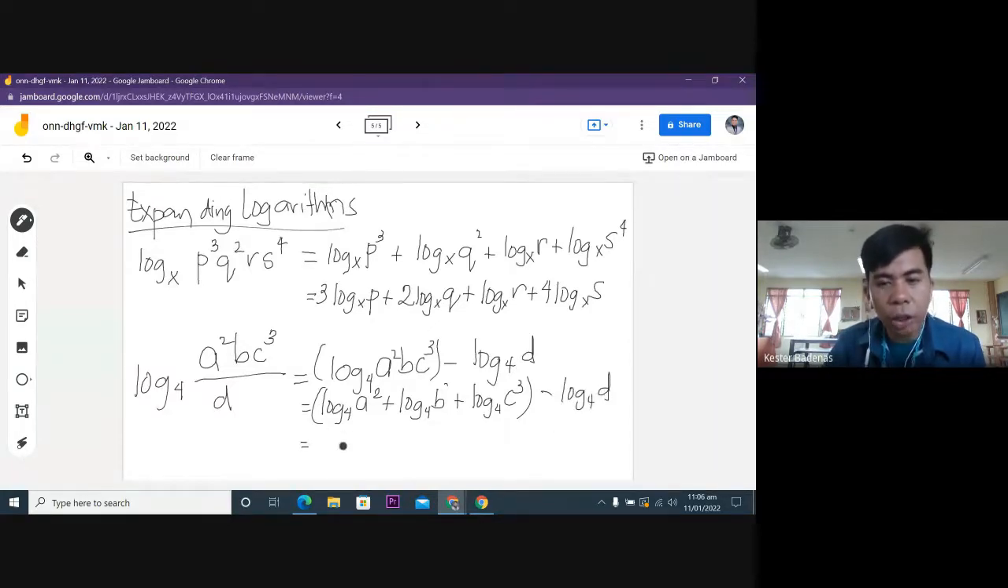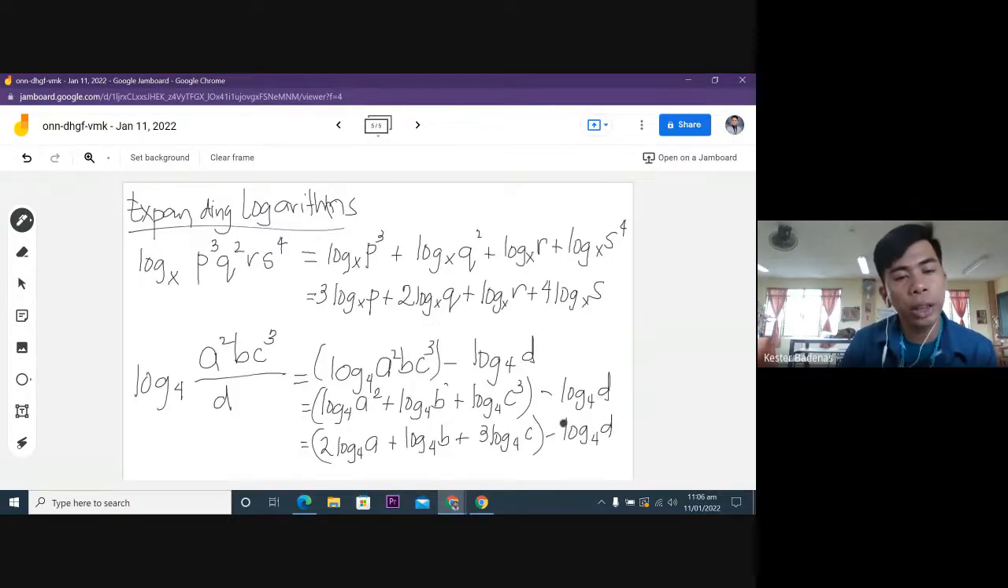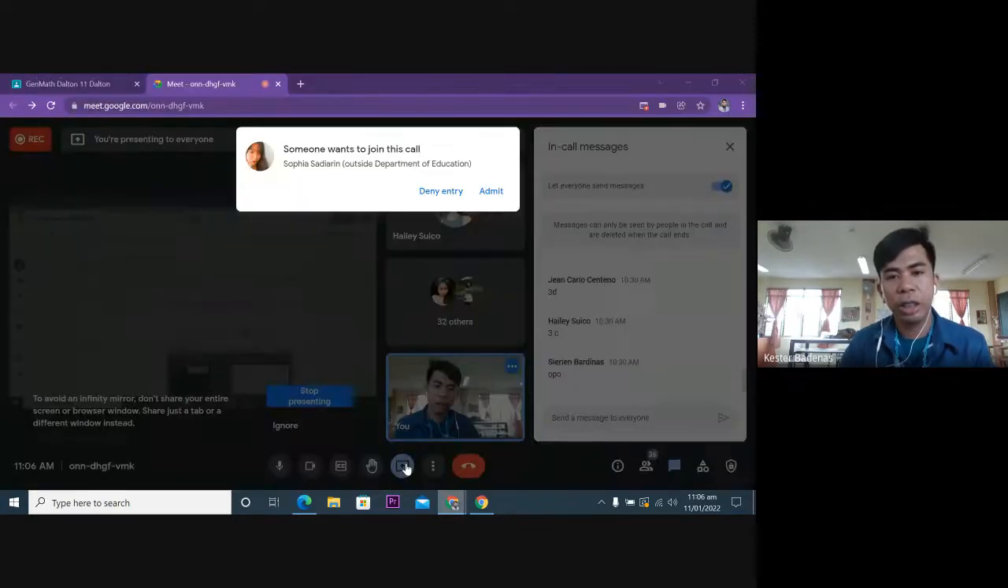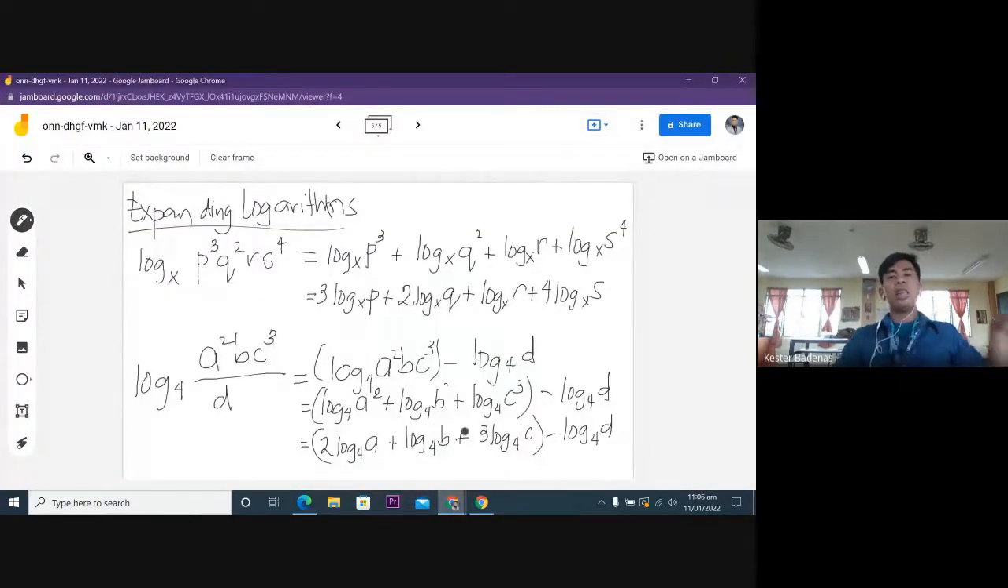Okay. So, yun na, power rule. So, we have 2 log a base 4 plus log b base 4 plus 3 log c base 4, parenthesis, minus log d base 4. So this is the expanded form of logarithm of a squared b c cubed over d with the base 4. Ayan. So ito siya, class.